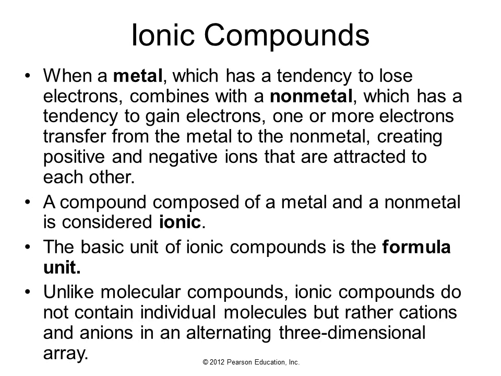When a metal, which has a tendency to lose electrons, combines with a nonmetal, which tends to gain electrons, we can form ions. A compound composed of a metal and a nonmetal is considered ionic. The base units of ionic compounds are the formula unit, since they aren't actually molecules. Unlike molecular compounds, ionic compounds do not contain individual molecules, but rather cations and anions in an alternating three-dimensional array, a lattice.